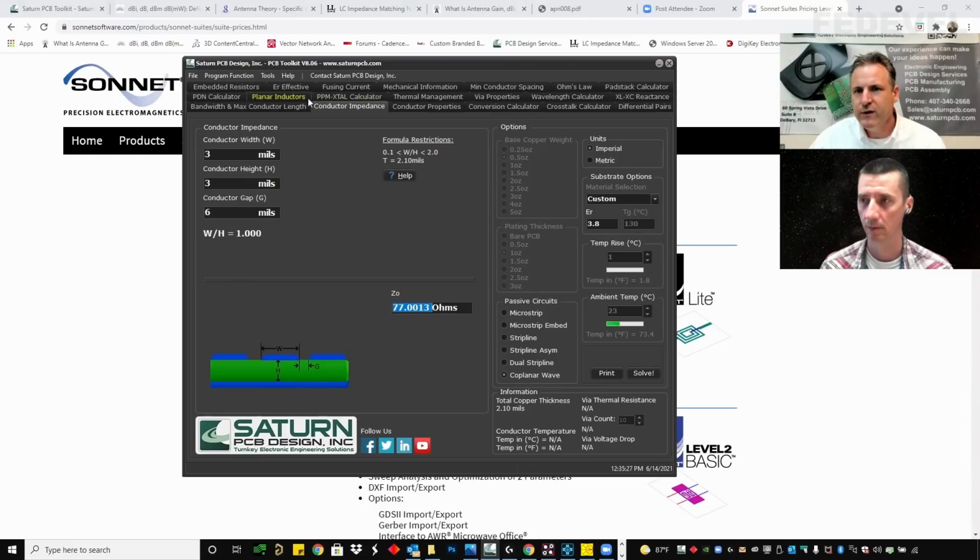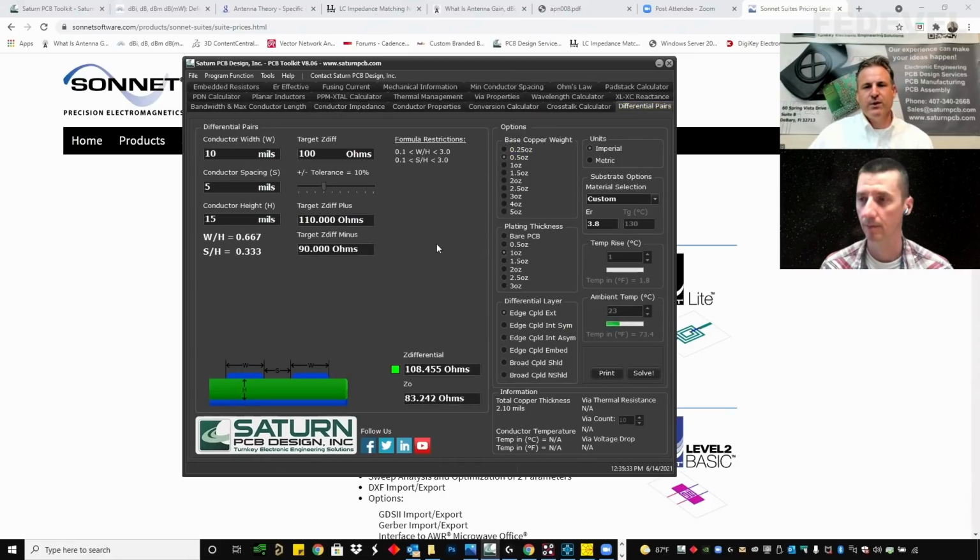And then the other one that I use a lot, which I think most people I get the most questions about, is the differential pair calculator. And this is actually something that I just changed because a guy over in France had noticed that my target Z diff was a little bit out of whack. So I changed that this morning.